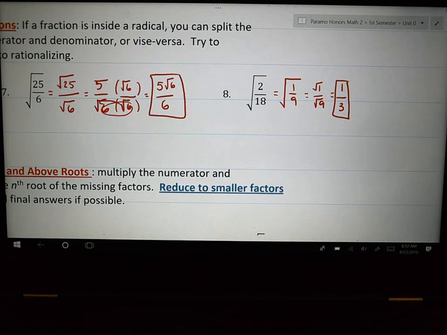I'm curious, how many of you got 1 over 3? Raise your hand. By a show of hands, there were about 4 out of the 35 students. So that's a good indication that I need to reteach this. Here we go.